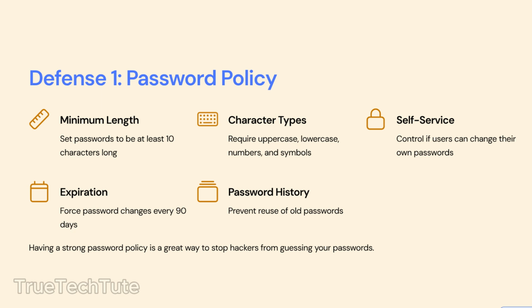AWS lets you set up a policy with different rules. You can set a minimum password length. For example, you can say the password must be at least 10 characters long. You can also require specific types of characters, like a mix of uppercase letters, lowercase letters, numbers, and symbols, like a question mark or exclamation point. You can also decide if users are allowed to change their own passwords or not.